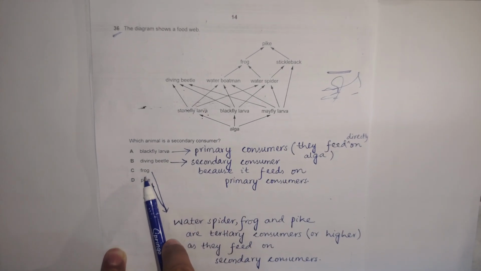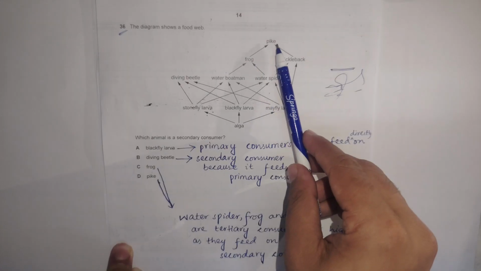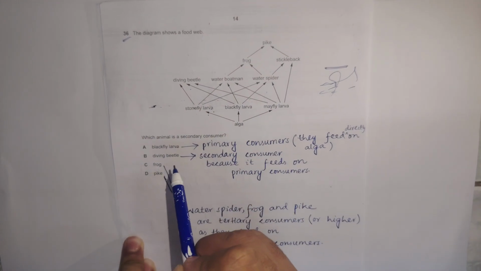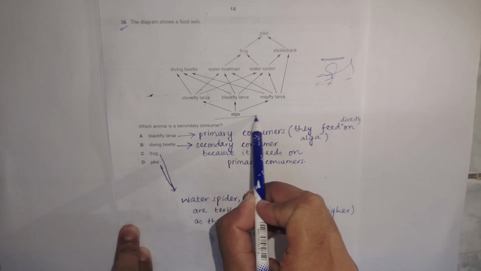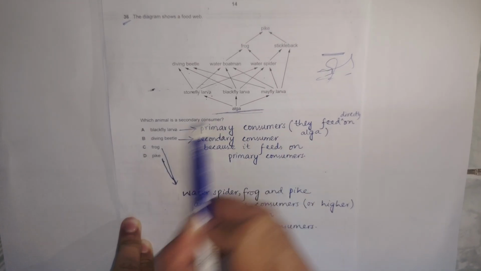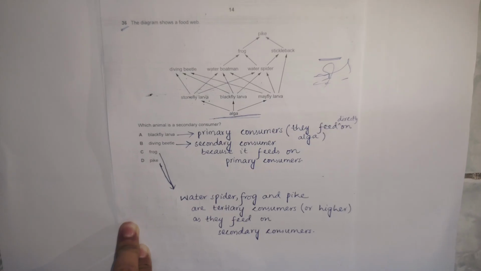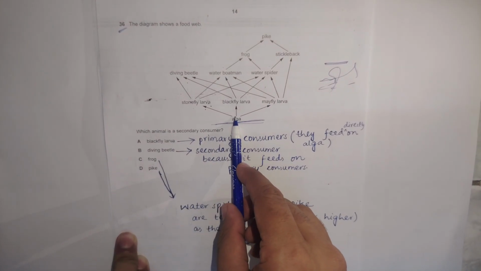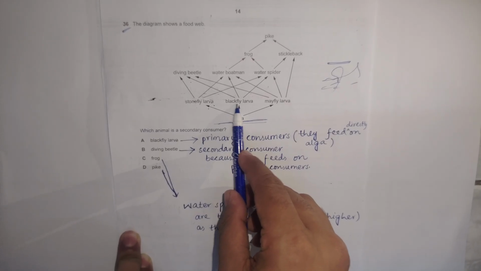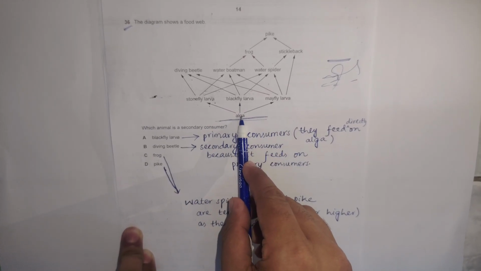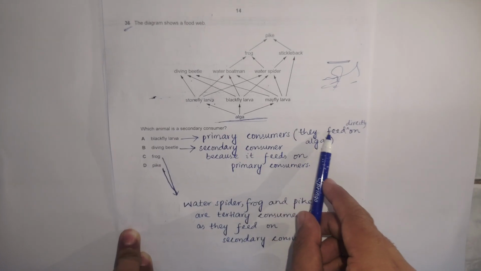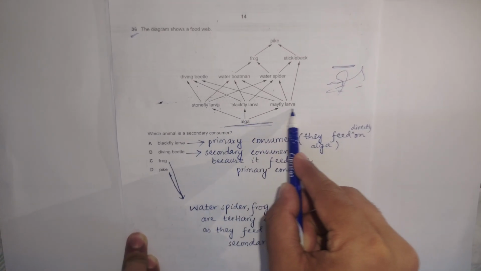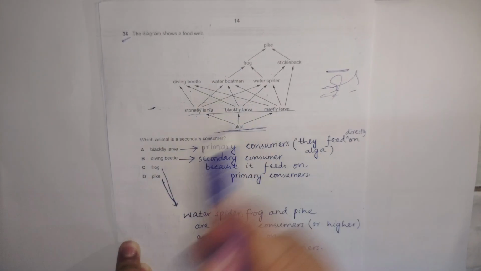We have frog and pike here. A food web always starts from the bottom. As you can see, alga is the producer. Black larva feeds upon alga. One step above producers are primary consumers, because they feed directly on alga. So this whole row is primary consumer.